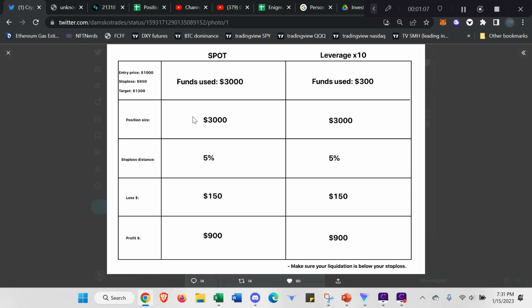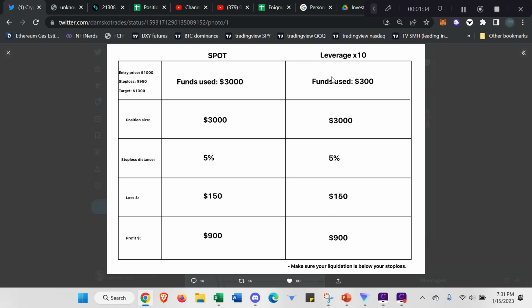So if it moved from 1,000 to 950, you'd lose 5%, and that would equate to a $150 loss, just 5% times 3,000. And then if it hits your target, your 3,000 would turn into 3,900, so your profits would be 900. And all of this is totally on a spot account. You could totally take this trade. You just need the full $3,000 in order to do it.